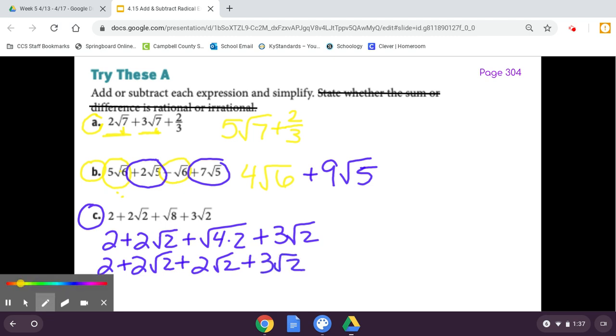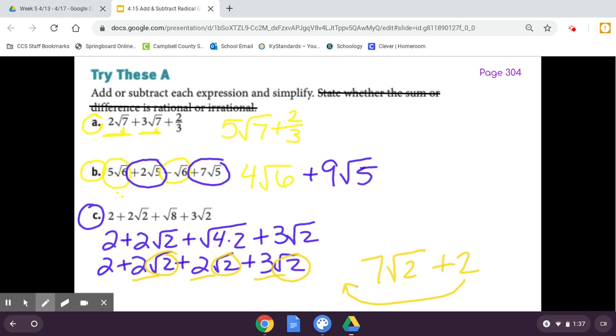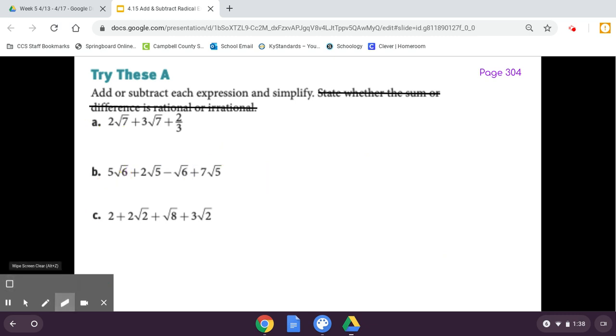Now I have tons of like terms that I can combine here. So I have 2 of them, and 3 of them. So that equals 7 square root of 2. And then we have that plus 2 on the outside. It can go over here too if you want it. It doesn't really matter. Again, pause, rewind if I'm going too fast.